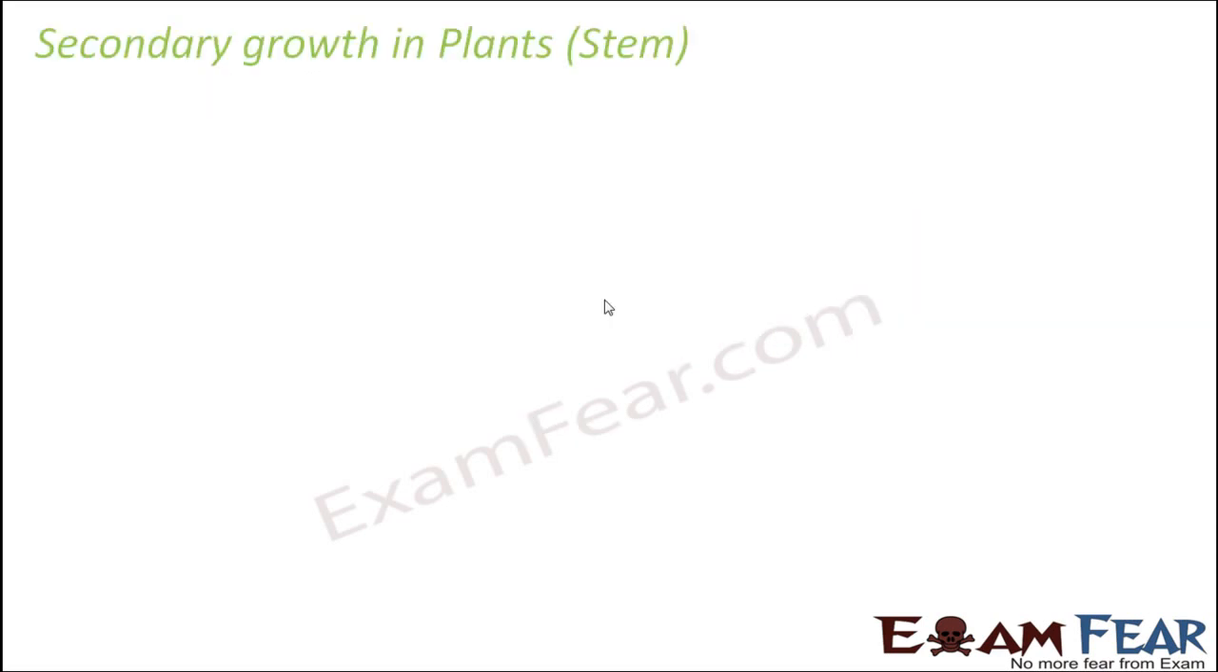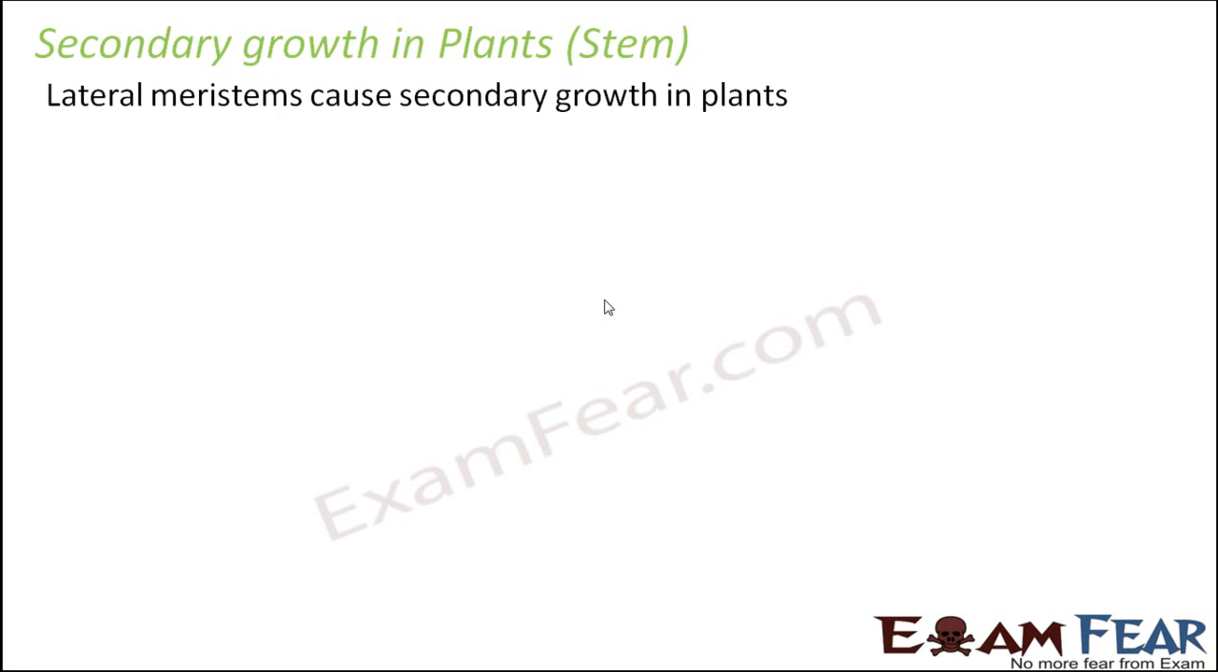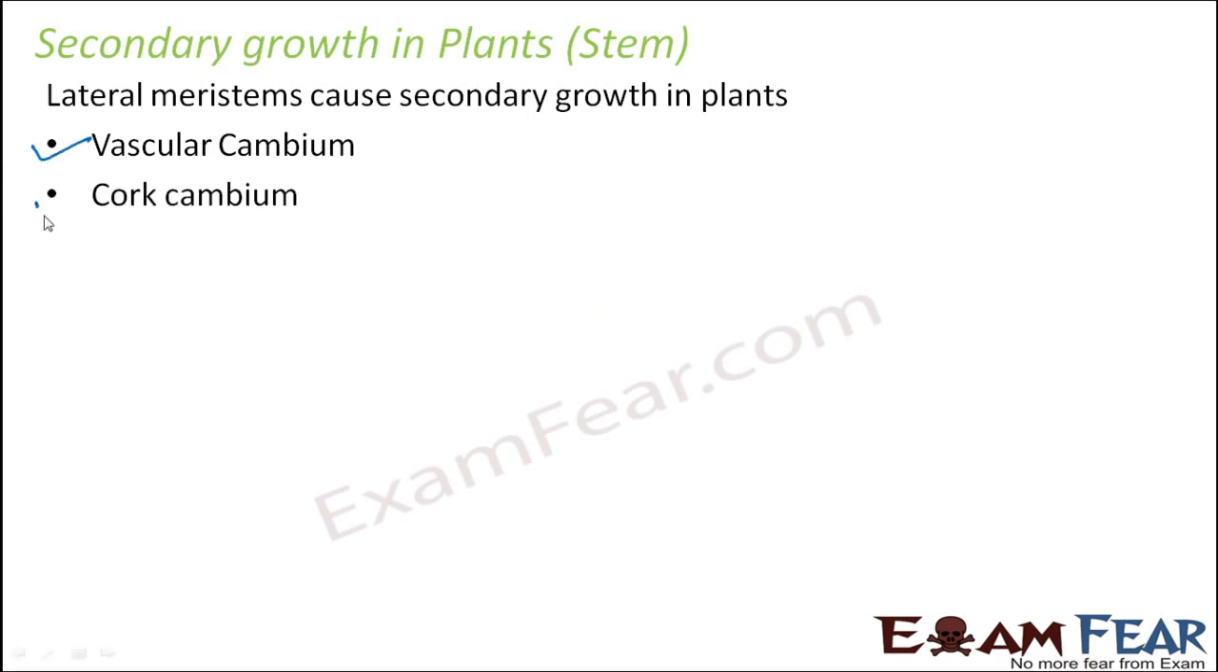So here we will concentrate on the secondary growth, and the secondary growth happens because of the lateral meristem, which are nothing but the cambium. This cambium is again of two types. One is vascular cambium and the other one is cork cambium. So both of them cause secondary growth. Now we will discuss each type of cambium, both vascular and cork, one by one, and we will see how they differ from each other.